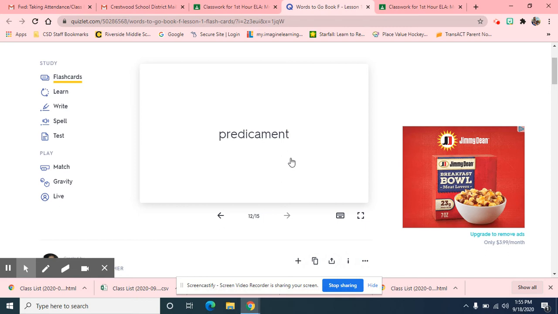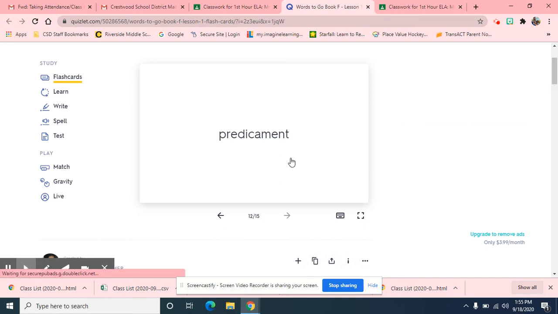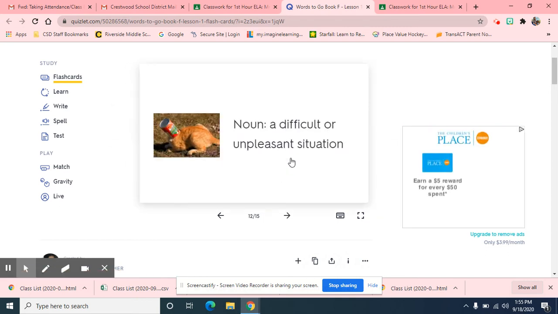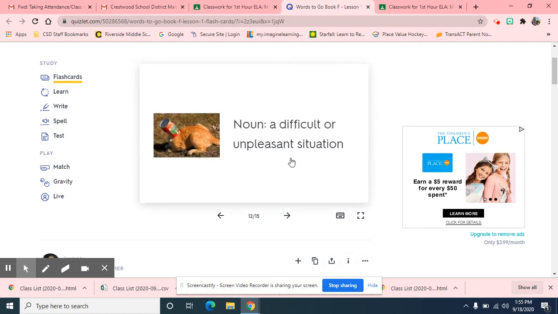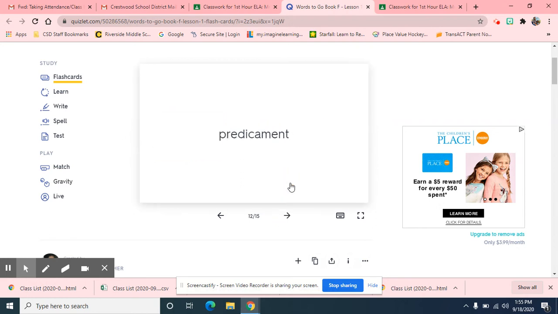Predicament. Predicament is the way you say it. Predicament is a noun, a difficult or unpleasant situation. So the cat is going through a predicament, a hardship right now. There's something stuck to her head. She's going through a difficult time. And the word again is predicament.